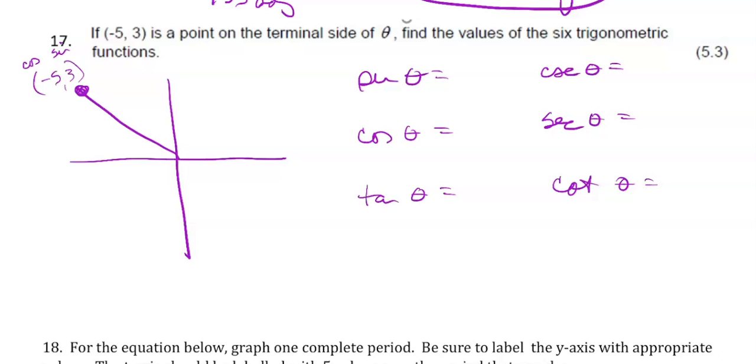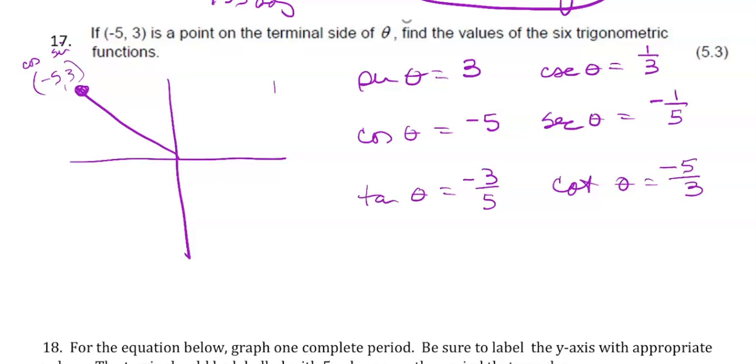Okay. Cosine is the first value. Sine is the second value. So that means sine has to be 3. That means cosecant is 1/3, its reciprocal. Cosine is negative 5. That means secant is negative 1/5. Tan is sine over cosine, so that's going to be negative 3/5. And cotan is cosine over sine, so that's negative 5/3.